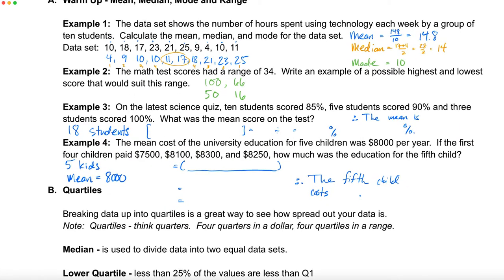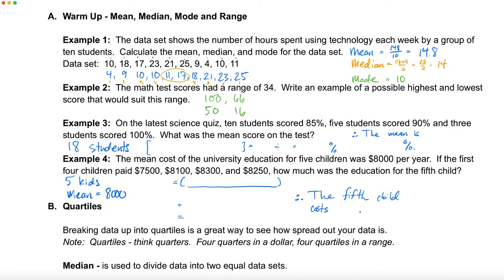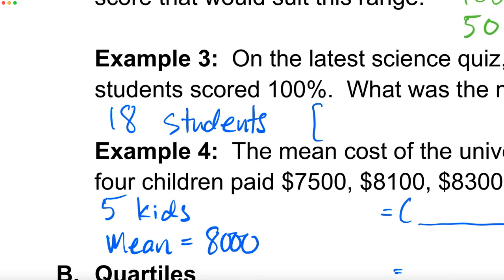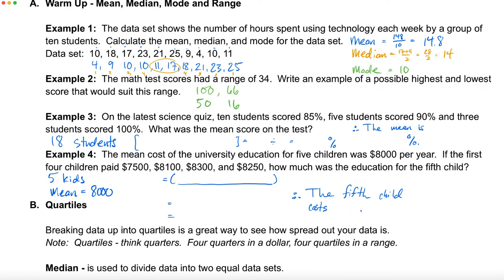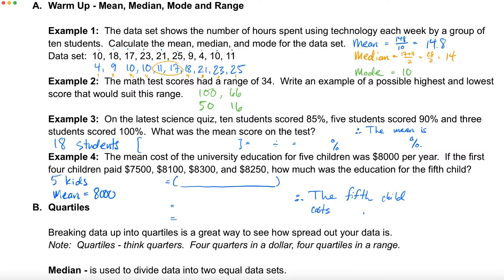All right, example number 3. On the latest science quiz, 10 students scored 85%, 5 students scored 90%, and 3 students scored 100%. What was the mean score on the test? This is another mean where you add up all of the scores and then divide by the number of scores. As I've already done for you here, there were 18 students who wrote this quiz. So again, hit pause, figure out what the mean is, and when you're done, come back and we'll see how you did.